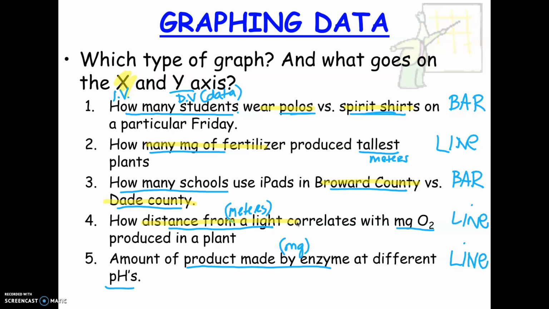And finally, the amount of products made by an enzyme at different pHs. So we would be putting the enzyme in the pHs. So that's our x-axis, our independent variable. We would be collecting data or measuring how much product is made. So that would be our y-axis.